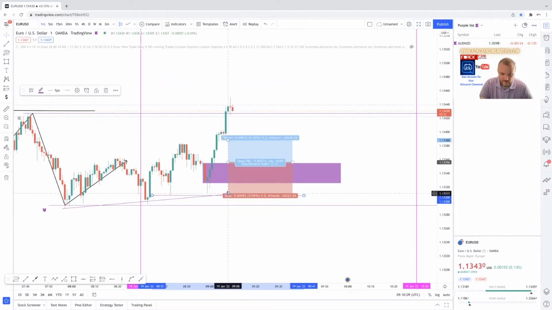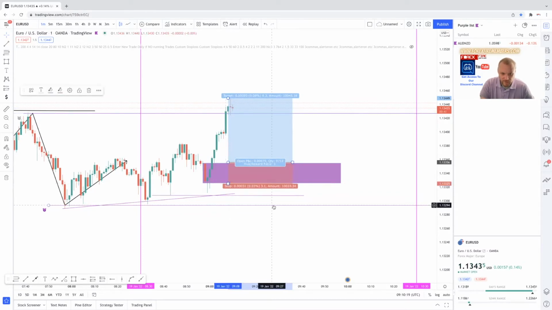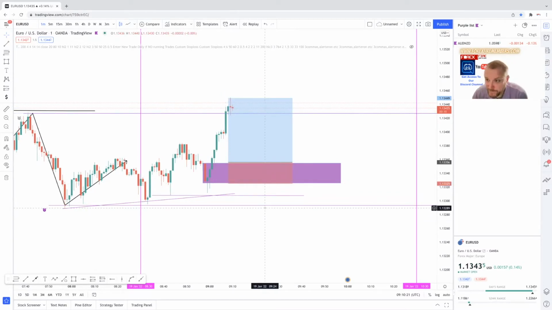So we'll sort of straighten that out. Come in. That will make it a 1 to 3. Again, I'm not going to be taking any of these trades as such. I'm just showing you the concept of how you can set yourself some goalposts, okay?